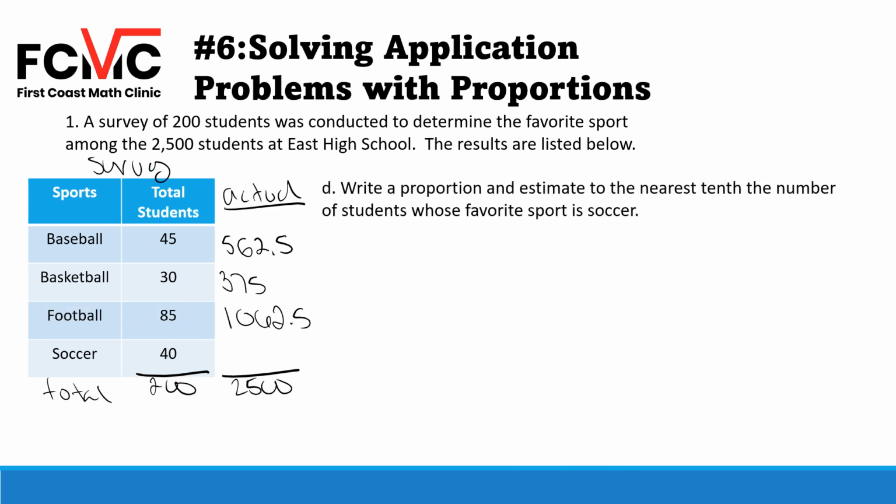All right, in problem D, again, we have the same scenario. 200 students were surveyed. How many students out of those 200 students have a favorite sport of soccer, right? So soccer is here. So now that'll be our x. So now our part for our survey is 40 out of our total, which is 200. So for our survey, again, we want part to total.